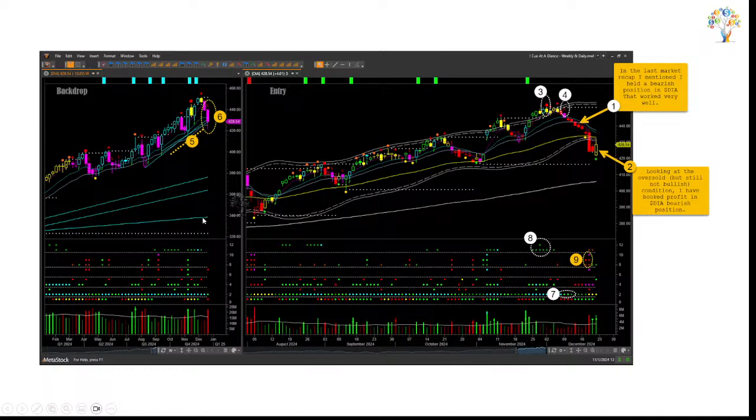Dia. In the last market recap, we were here, and I specifically mentioned that I had a bearish position in Dia. That worked very well, isn't it? On Friday, we have a bull release signal.